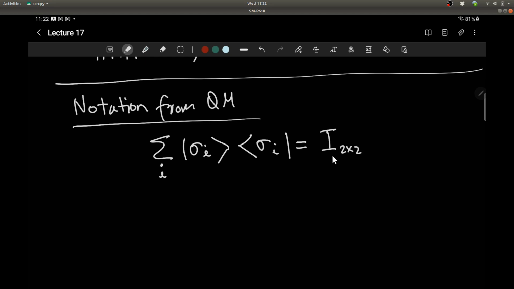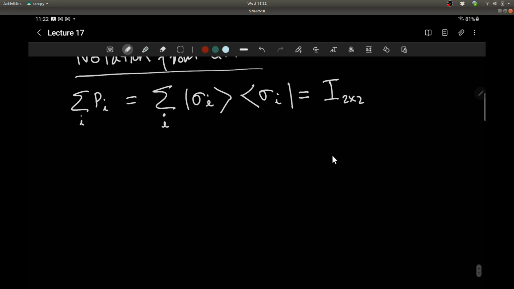Yes, sir. It is a projection operator, right? Yeah, without the summation, it's a projection operator onto the ith spin. Absolutely. So there are two projections, so it's the sum of those two projection operators. Absolutely. Okay, so what we do is the following.